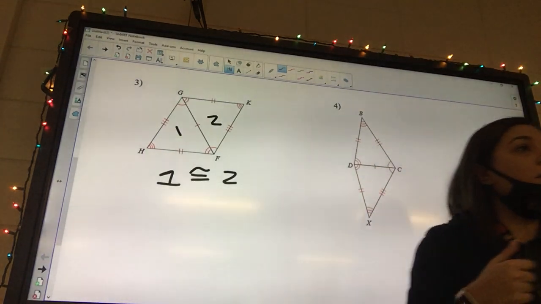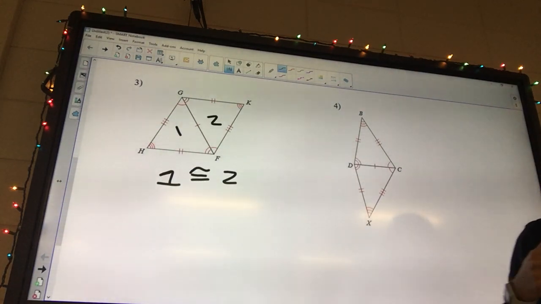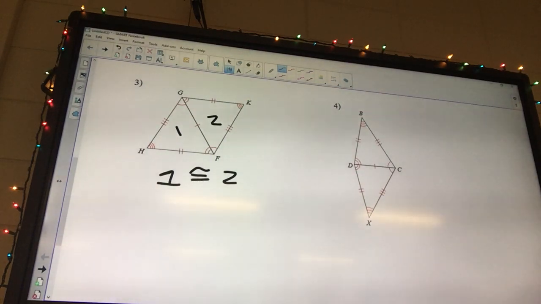Sammy, I already did that for you. Okay. This is crazy. Go ahead and read what you have on number 3. Okay, we need to find angle 1. Triangle 1 is GFH, and triangle 2 is FGK. Why does it have to be your lucky letter?